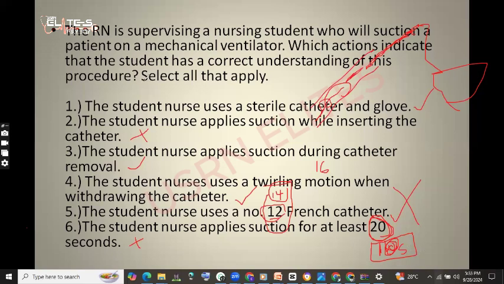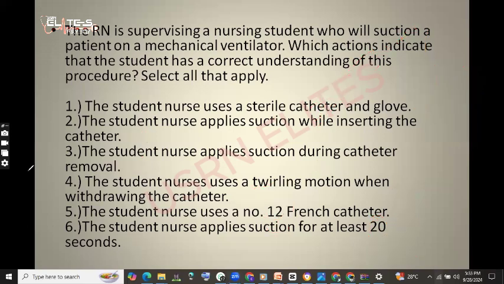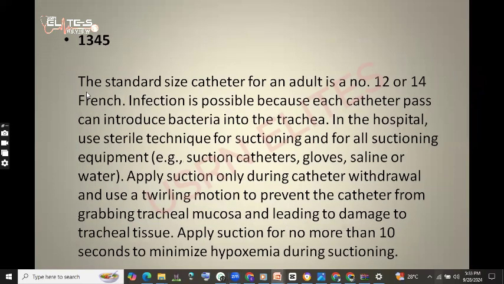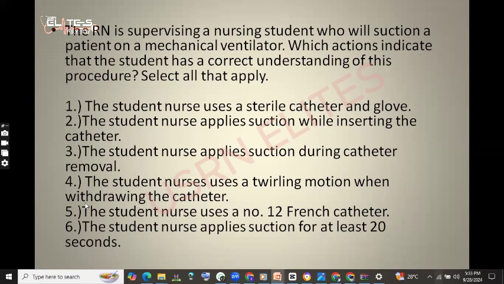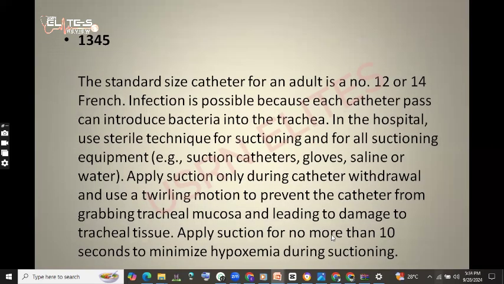All right. The answers are 1, 3, 4, 5. So you can see 1, 3, 4, 5. Last one is none. So you're correct. You can see here, apply suction for no more than 10 seconds to minimize hypoxemia during suction. And even here, 12 or 14 French size suction catheters. So like I was saying.